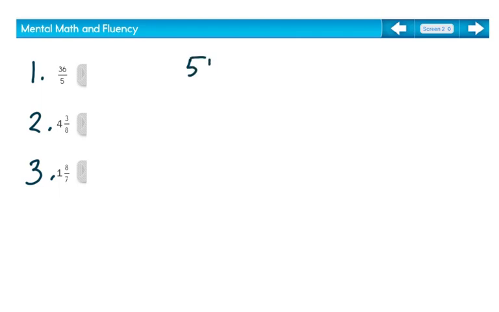36/5 is an improper fraction. So how many 5s are there in 36? Well, there's 7 with the remainder of 1. Remember, keep 5ths the same, keep 8ths the same, keep 7ths the same. So another way to name that is 7 and 1/5. Would you please pause your video and on your whiteboard, change 4 and 3/8 and 1 and 8/7 into another name. Do not change the denominator.